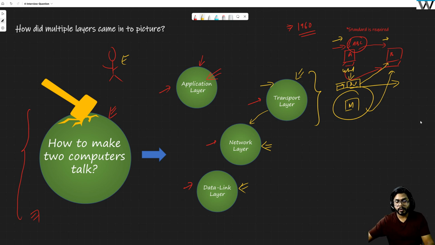So what I can do now is simply put 10 people here and say, you are application experts. Build some protocols for me so that these two computers can talk at the application layer. I can tell the transport layer, maybe I can assign 20 people here, that you guys please develop some protocols so that these two devices can talk, right?